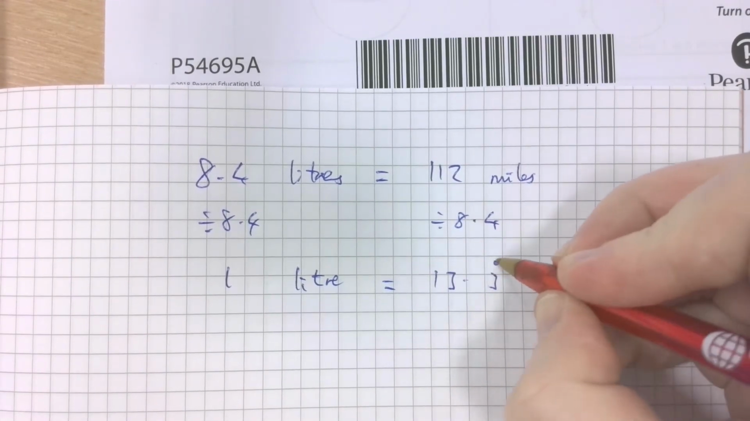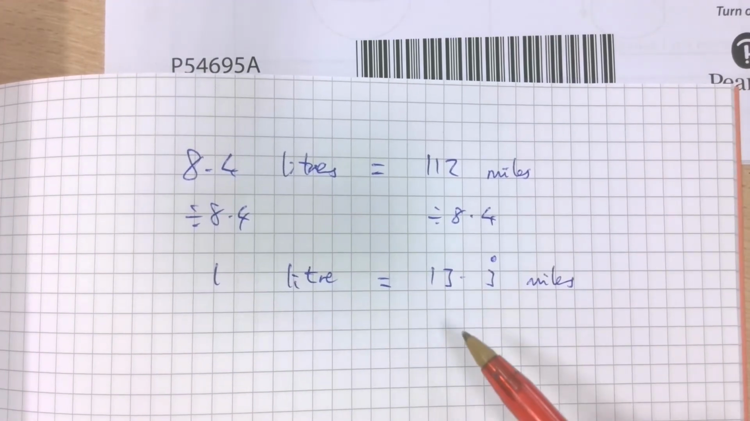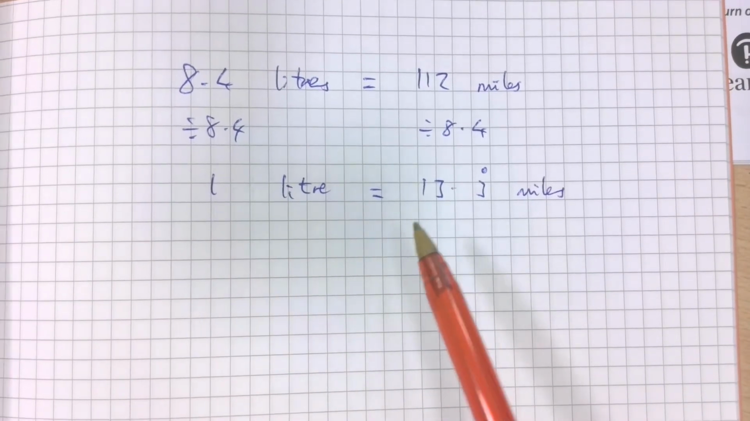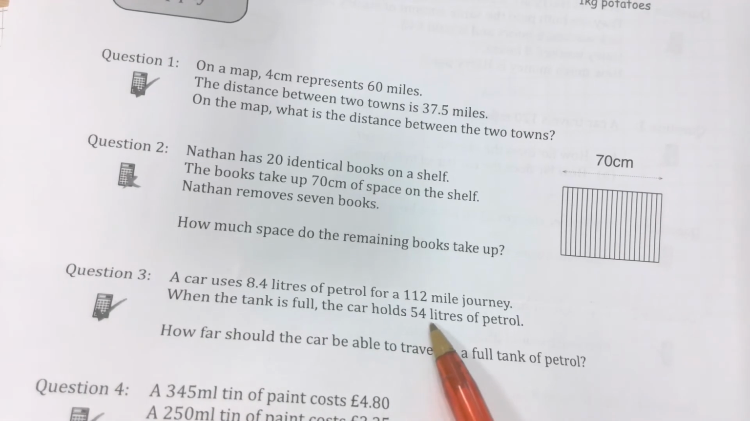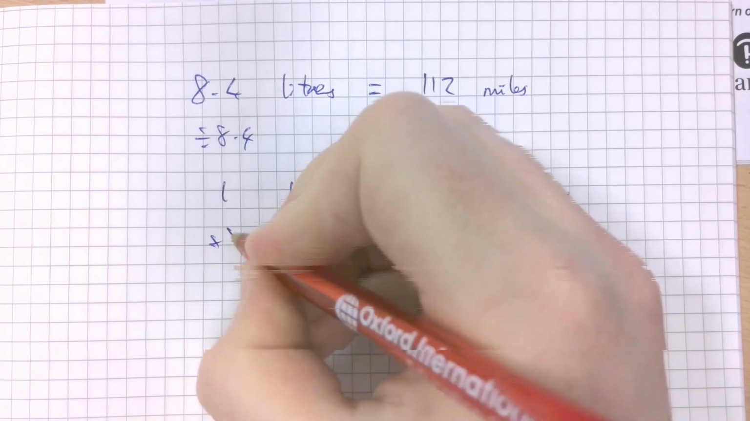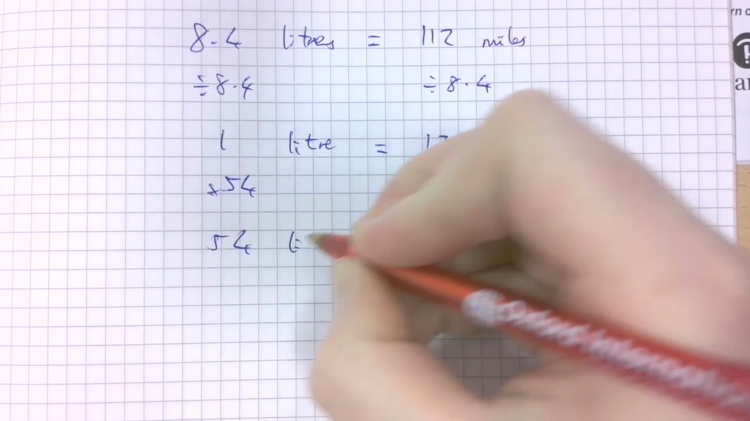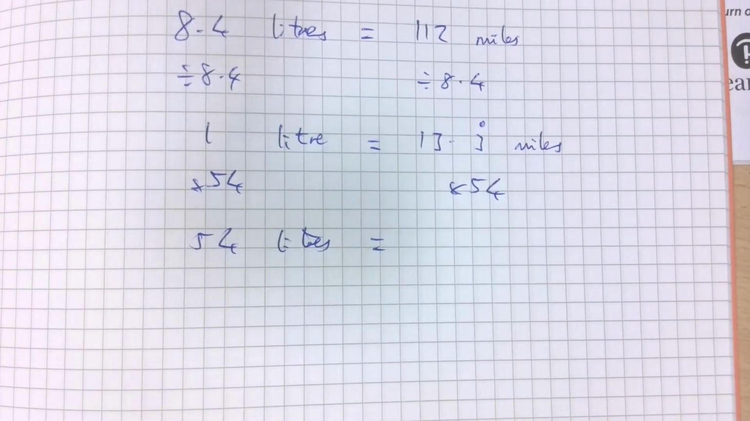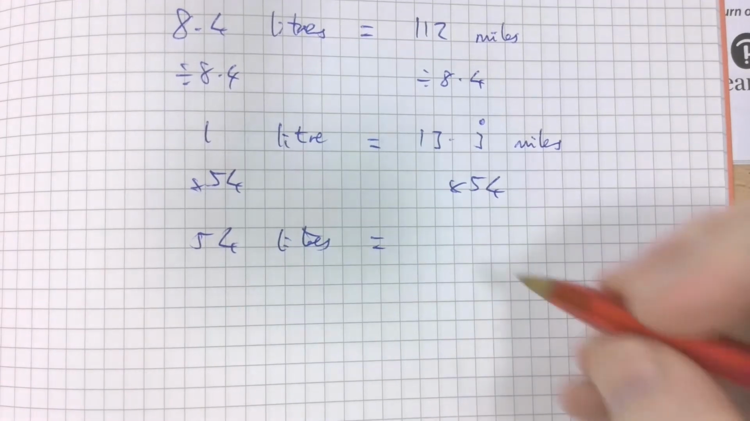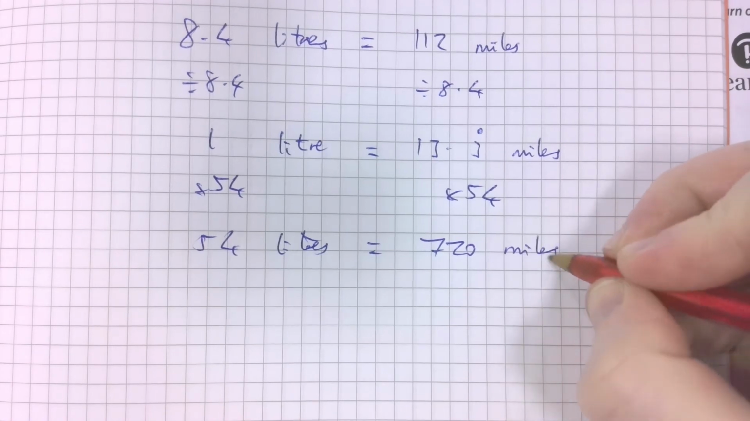13.3 recurring miles. Okay, that's a bit of a weird one, but that's okay. We know how far we can go on 1 litre. That question is asking us, how far are we going to go on a full tank when a full tank is 54 litres? So let's scale that up by multiplying by 54. 1 litre times 54 is obviously 54 litres. And 13.3 recurring times 54, that's the next operation. The answer is 720 miles.